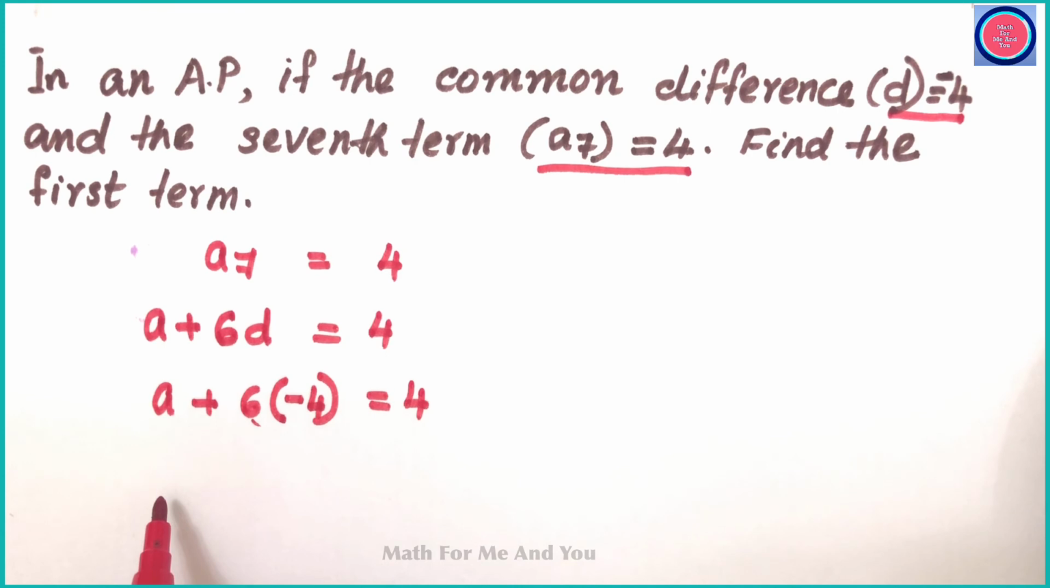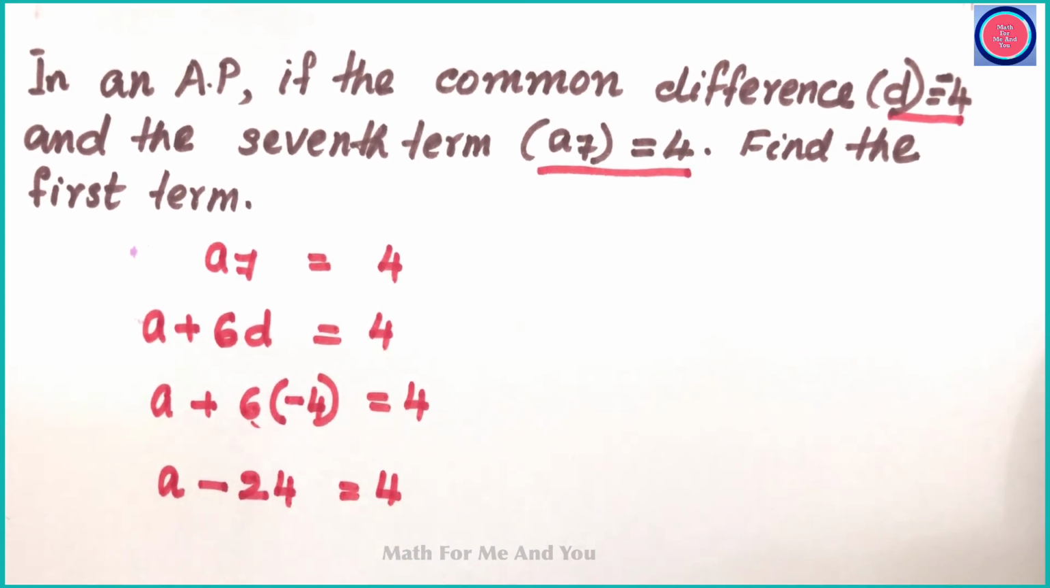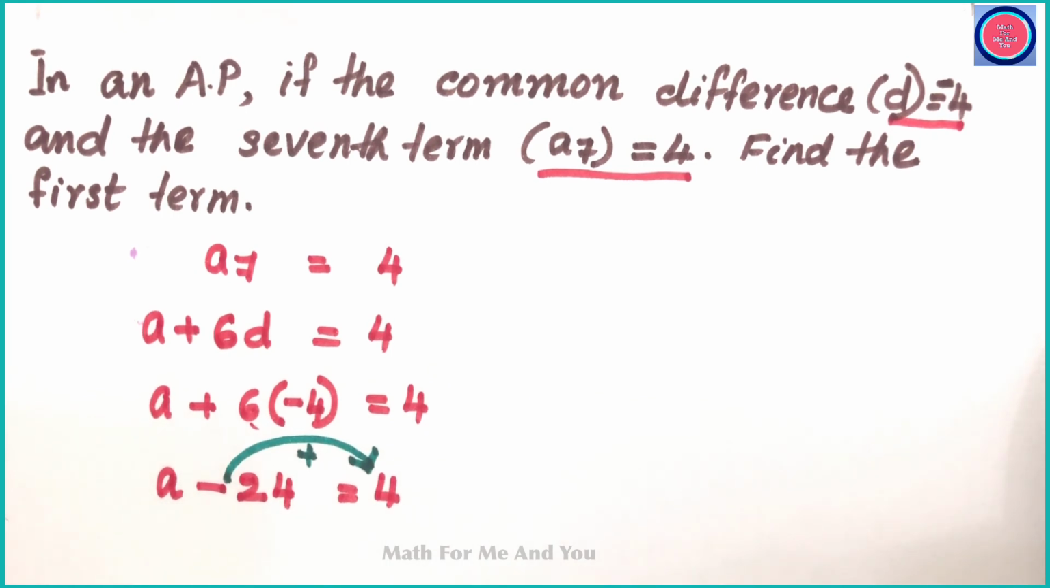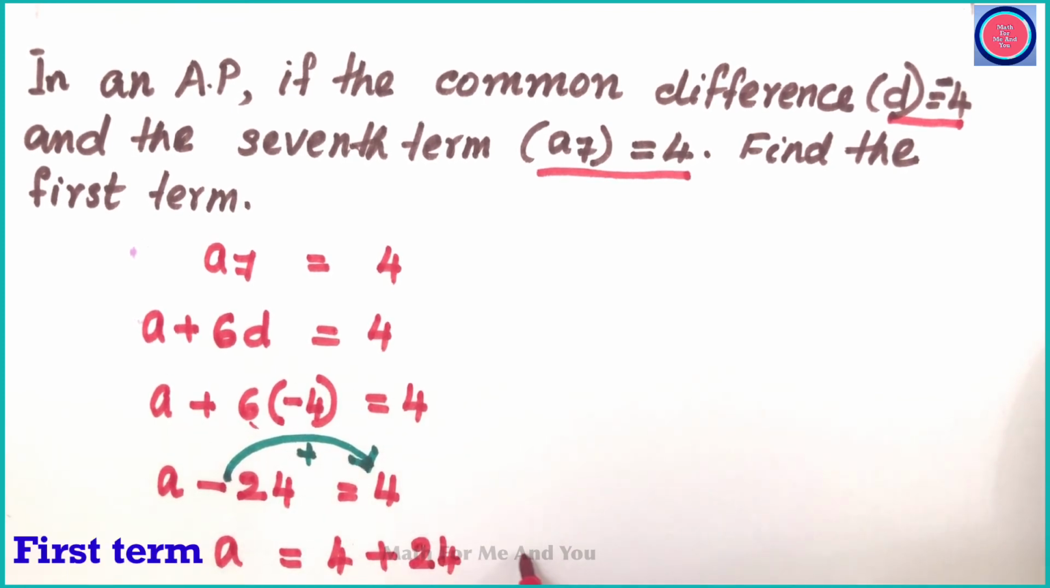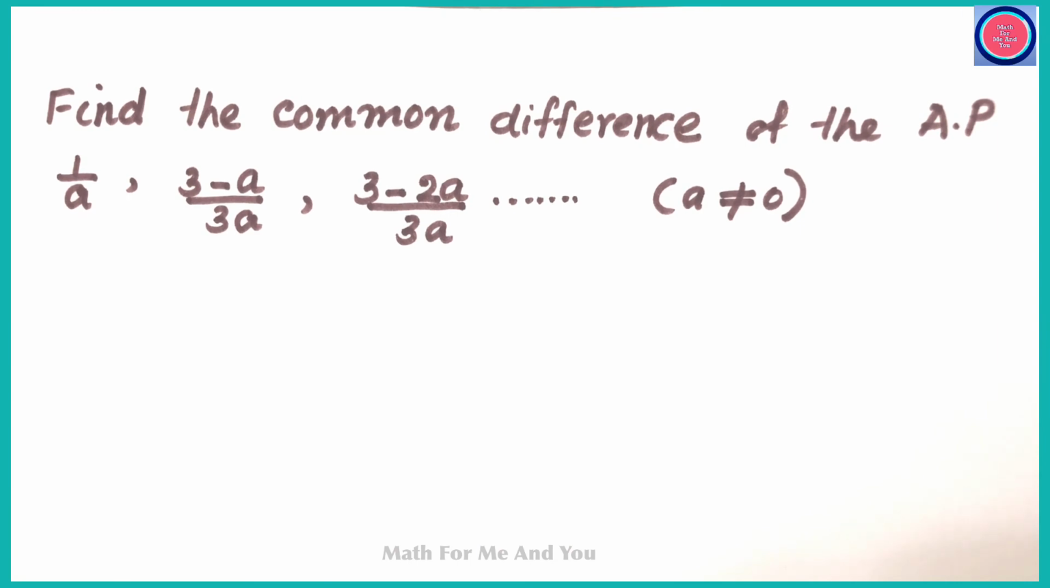We can move it to the right side. So we get A plus 6 times minus 4, that is minus 24, is equal to 4. Next step, we can keep minus 24 to the right side. It will go to the right side as a positive term. Then we get the value of A. So what is A? A is equal to, right side is 4 plus 24. What is A, the first term? And what answer we get? Equals 28.